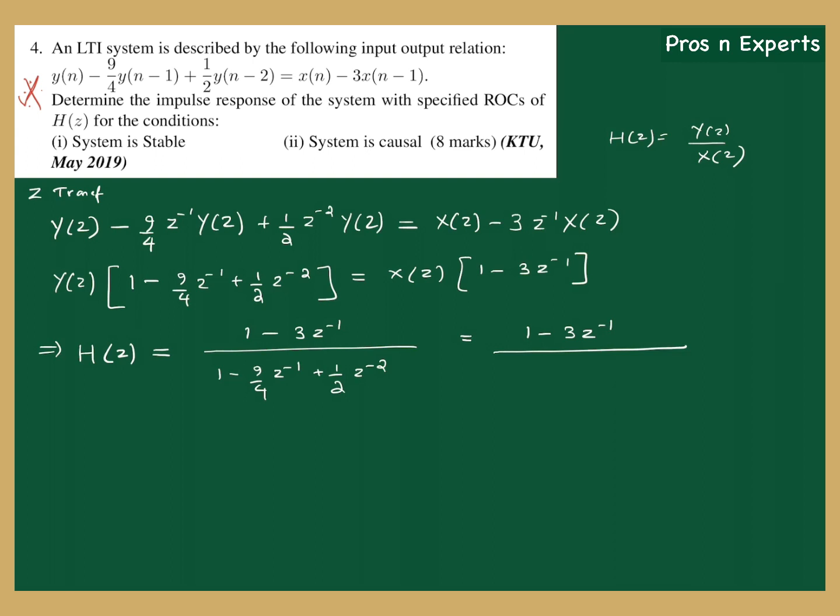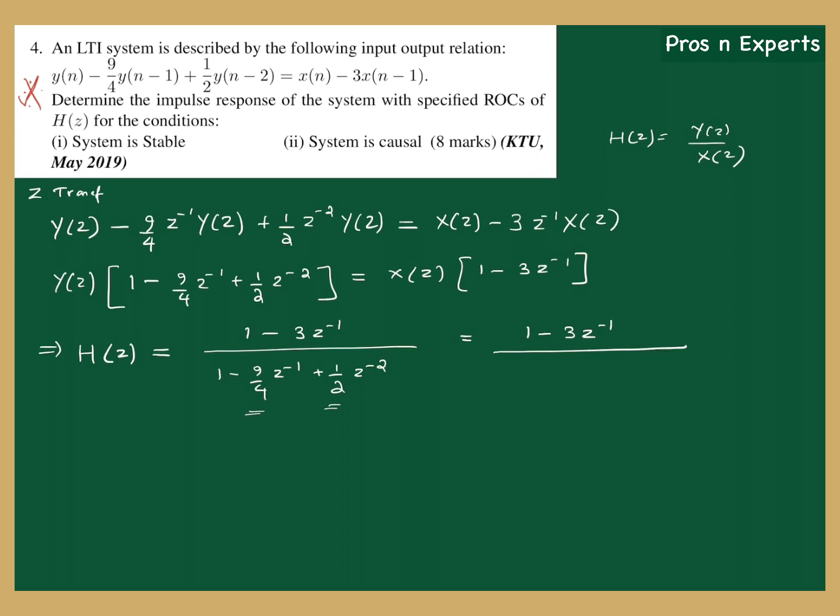It is very similar to how we factorized in the case of the Laplace transform, right? If it is s square plus (a plus b) s plus ab, what we have assumed is that this coefficient is the sum of the factors, and this term is the product, right? So our aim is to find two constants whose sum is minus 9 by 4, and the product is 1 by 2.